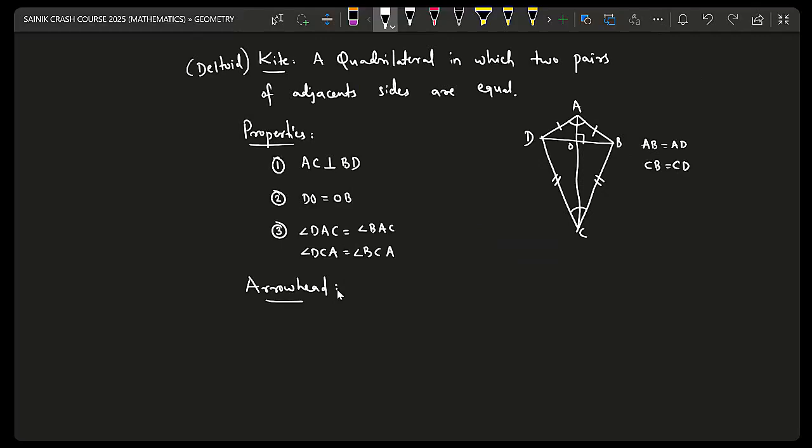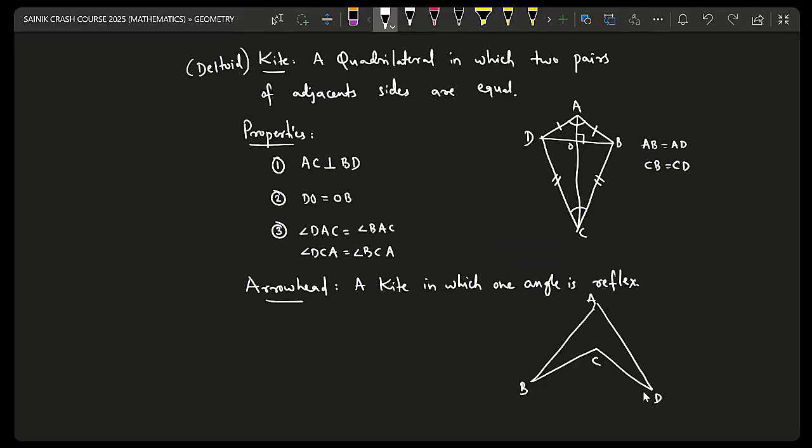Next, arrowhead. Arrowhead means it is also a kite, in which one angle is reflex, that means more than 180 degrees. One angle is reflex. So how is it going to look? It's going to look like this. It's like the head of an arrow. As you can see, this is A, B, C, D. You can see AB is equal to AD, and BC is equal to CD.